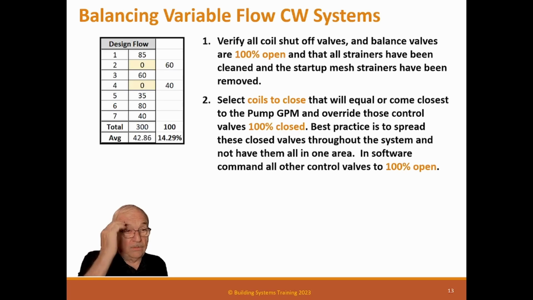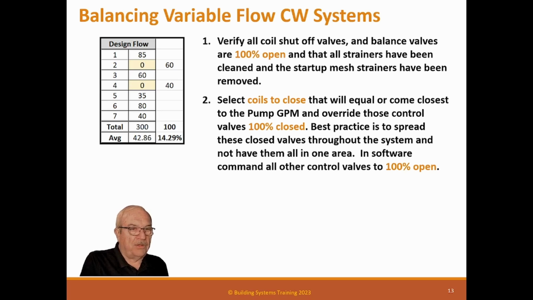Okay, select coils to close that will equal or come closest to the pump GPM, and override those control valves 100% closed. Best practice is to spread these closed valves throughout the system and not have them all in one area. That's the same with air systems. I may have forgotten to mention that, but we need to distribute them around, and we're just trying not to put them all in one area in case we have a pressure anomaly. We don't want to do that.